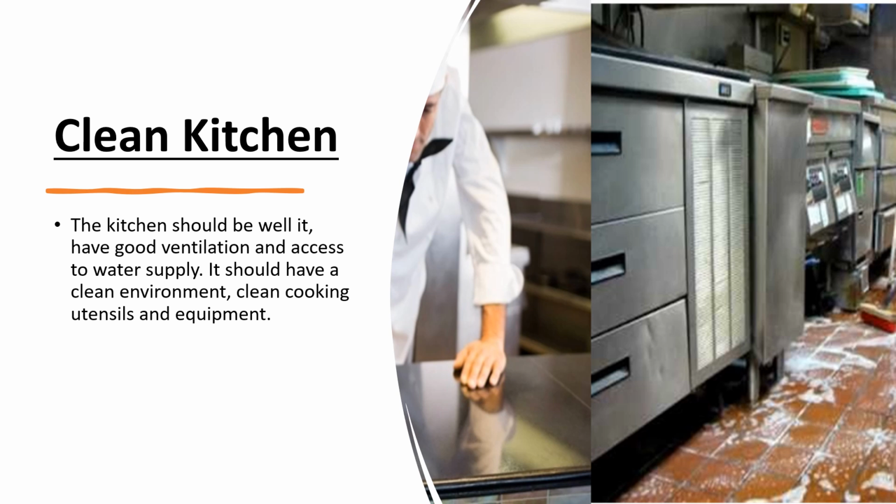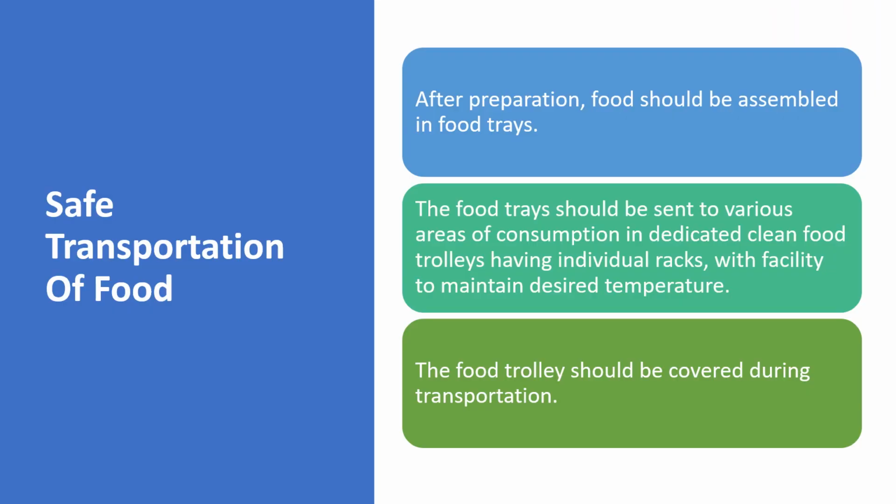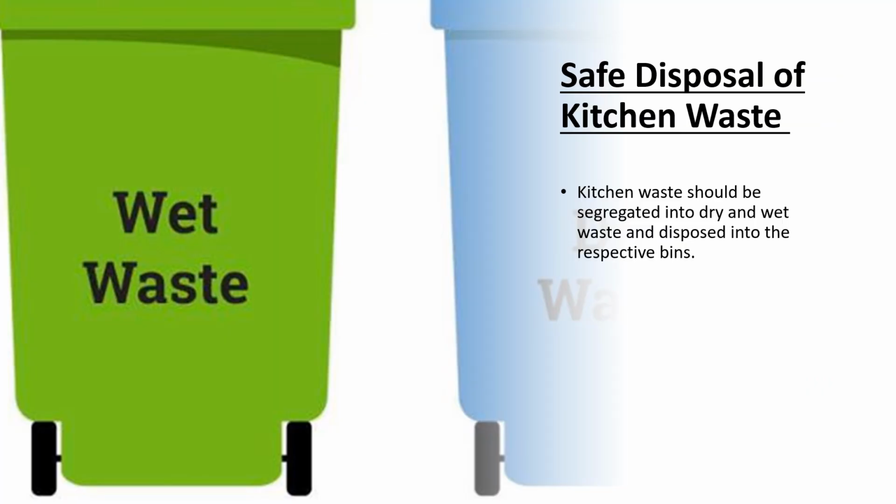A clean kitchen should have good ventilation, a good environment and utensils, and safe transportation of oil should also be followed. After preparation, food should be assembled in food trays. Food trays should be sent to various areas of consumption and should be covered during transport. Kitchen waste should be segregated into dry and wet waste and disposed of accordingly.